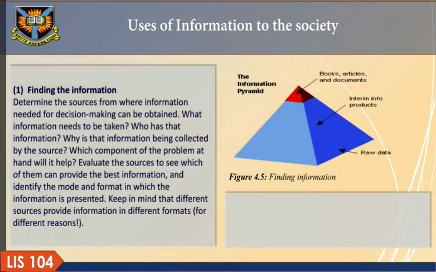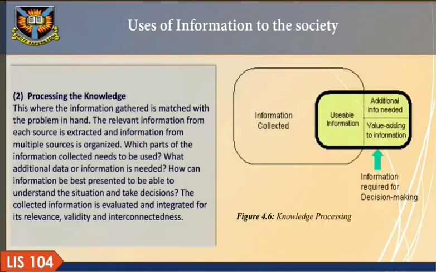Finding the information. Determine the sources from where information needed for decision making can be obtained. What information needs to be taken? Who has that information? Why is that information being collected by the source? Which component of the problem at hand will it help? Evaluate the sources to see which of them can provide the best information and identify the mode and format in which the information is presented. Keep in mind that different sources provide information in different formats for different reasons.